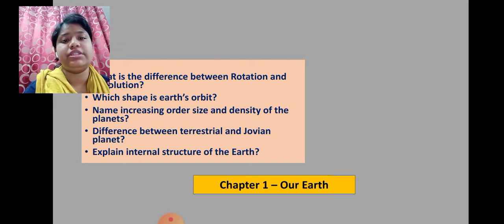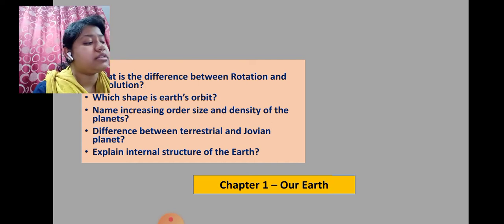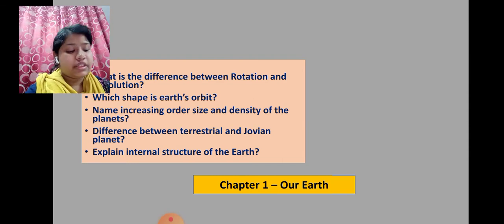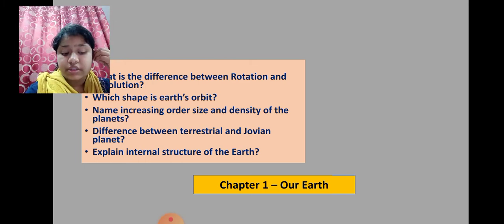The shape of the Earth's orbit is circular. Now, the increasing order of the size of the planets. We have Mercury first, then Mars, then Venus, then Earth, then Neptune, then Uranus, then Saturn, and at last Jupiter. The shortcut you can remember is M square V E N U S J.